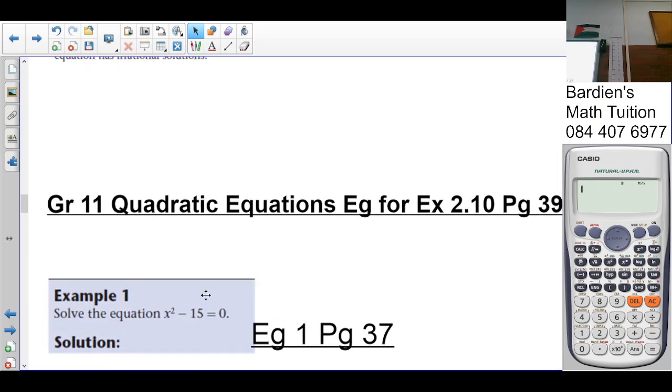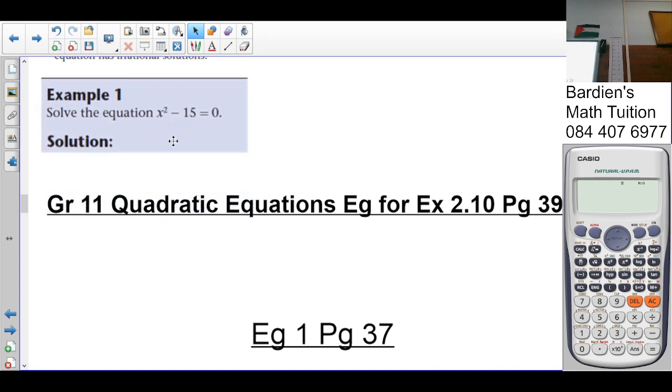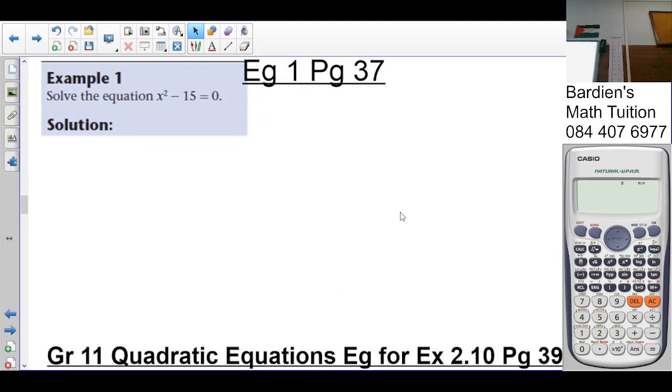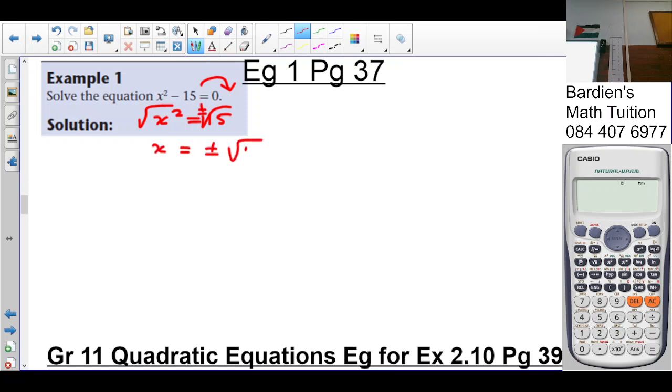Okay, so we're doing examples, this example 1 on page 37, and this is for exercise 2.10 on page 39. The first question is solve the equation x squared minus 15 is equal to 0. So we can go with difference of two squares and say x minus the square root of 15 into x plus the square root of 15 equal to 0, and then solve from there. Or we're going to just take that 15 over the equal sign, becomes x squared is equal to 15. The square root thereof, don't forget plus minus, so x is equal to plus minus the square root of 15.